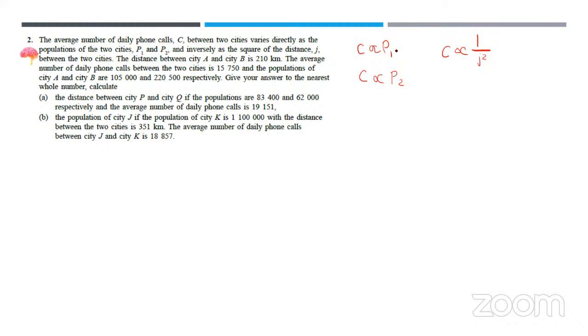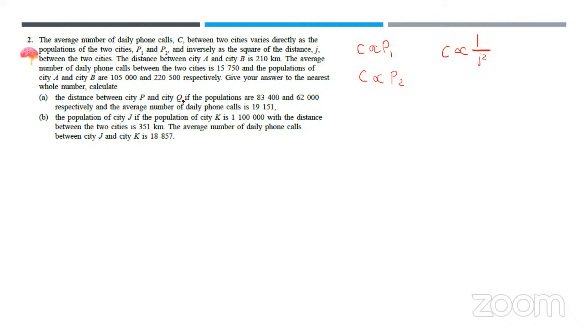But right now we don't know which to sub it in. So let's look at the question here. The distance between CTP and CTQ, if the populations are 83,400 and 62,000 respectively, and the average number of daily phone calls is 19,150. So now we know that we need to find the distance between CTP and CTQ, right, which is J.